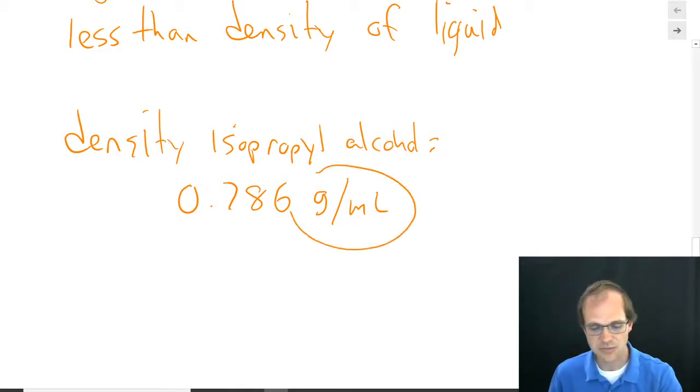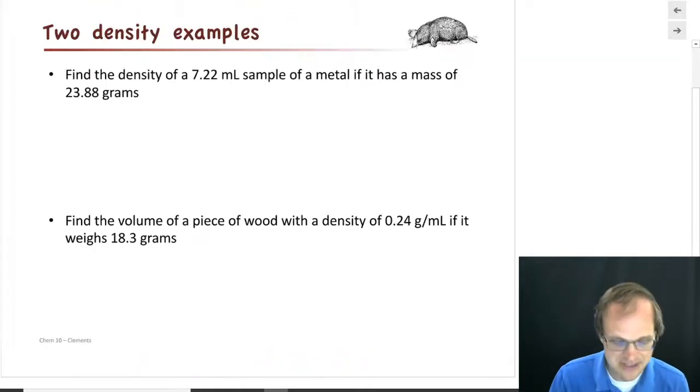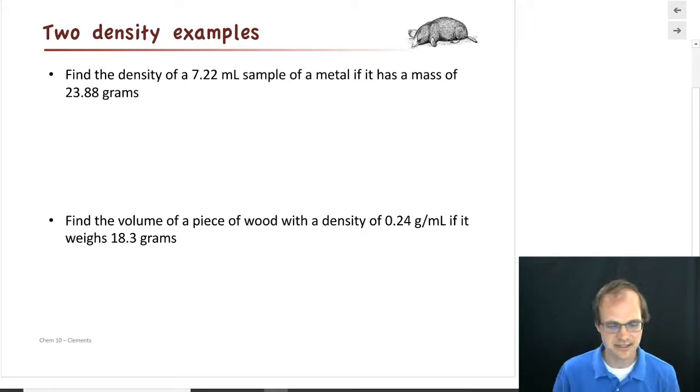In this class, we're primarily going to use the units of grams per milliliter, although any mass unit and any volume unit can work for a density. We're going to stick mostly with grams per milliliter unless we're doing conversion problems just for fun. So let's just do a couple example problems just to get used to using density.